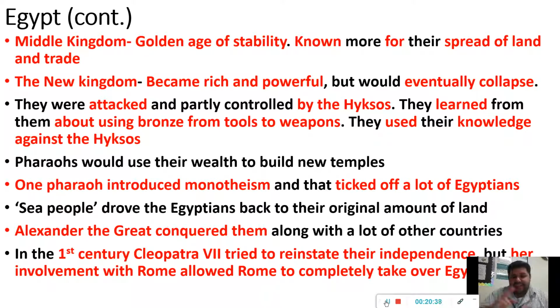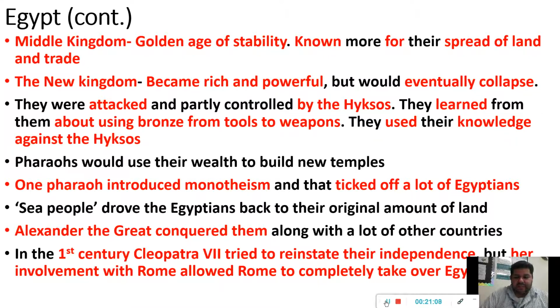Now the Sea Peoples, as the Egyptians called them, drove the Egyptians back to their original land, like back to the time of the Old Kingdom. All the land they gained from the Middle Kingdom and the New Kingdom was taken away, and they ended up going back to their original size. And by the time Alexander the Great comes up, he basically conquers them easily.